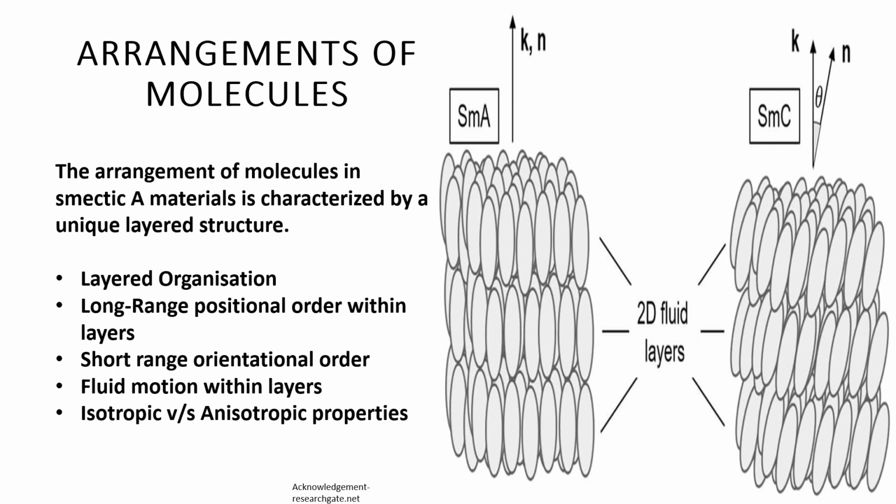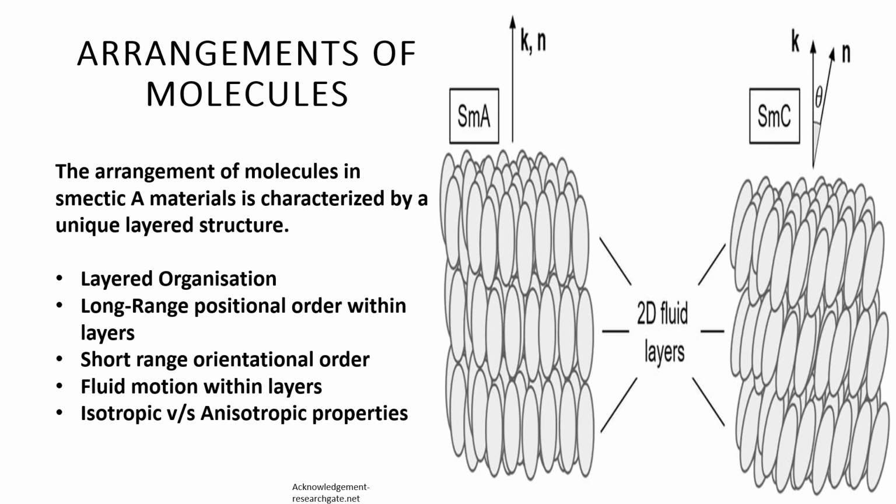The second point is long-range positional order within layers. Within each layer, the centers of mass of the molecules exhibit a high degree of positional order in two dimensions. This means the average positions of the molecules in the plane of the layer are well defined, creating a crystal-like arrangement in the plane. The long axes of the molecules within the layer tend to be aligned roughly parallel to each other, but this order is not perfect and only extends over a short range.